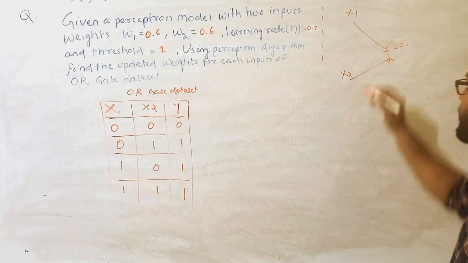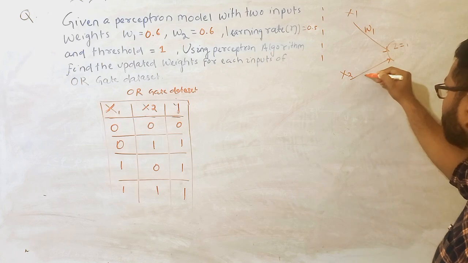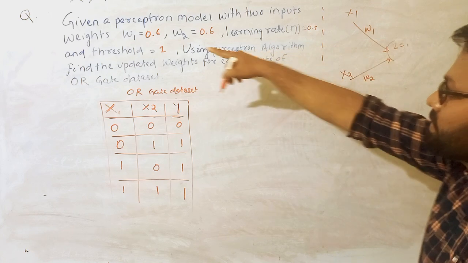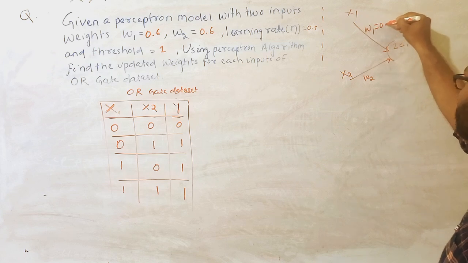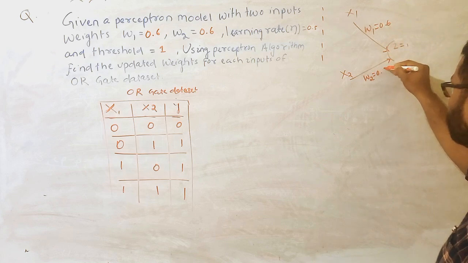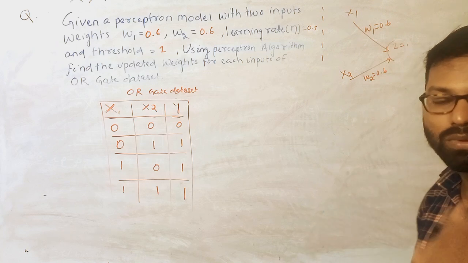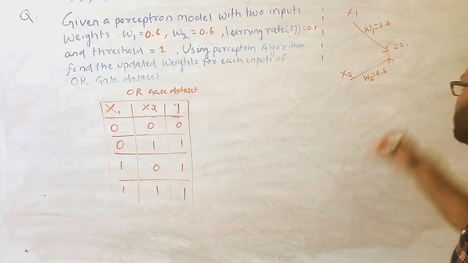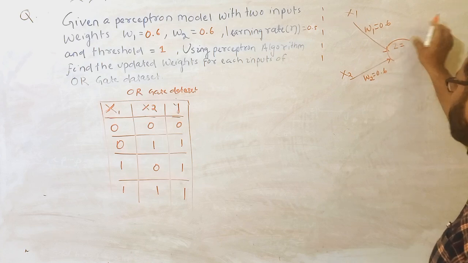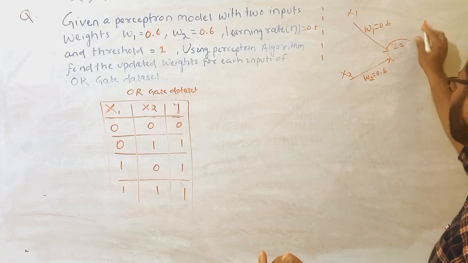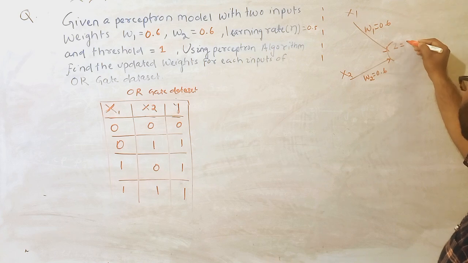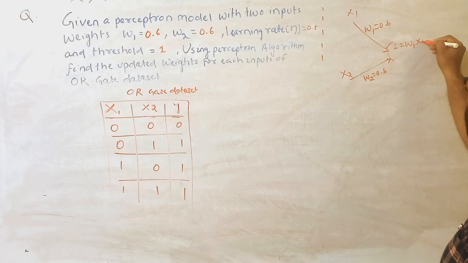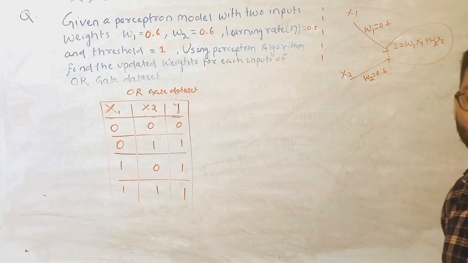What is Z? I already told you. These are the weights. W1 is given as 0.6 and W2 is also given as 0.6. Initially both weights are 0.6. We have to calculate the weighted sum value, which is W1 x1 plus W2 x2. We do the summation directly.